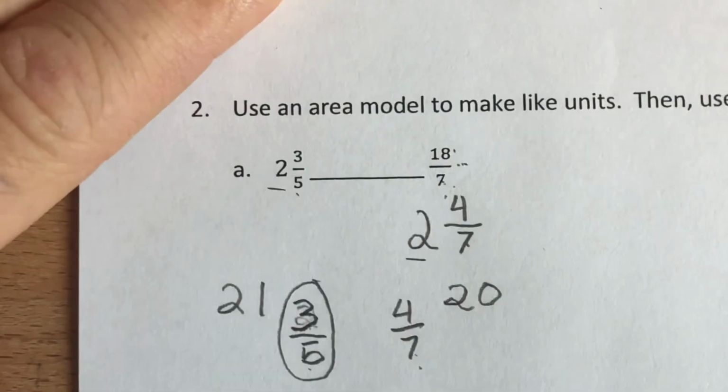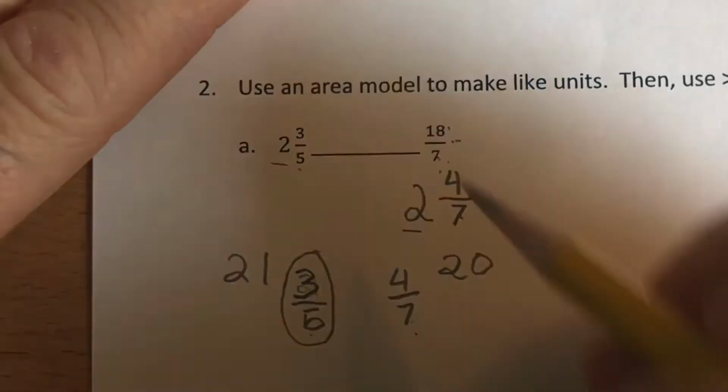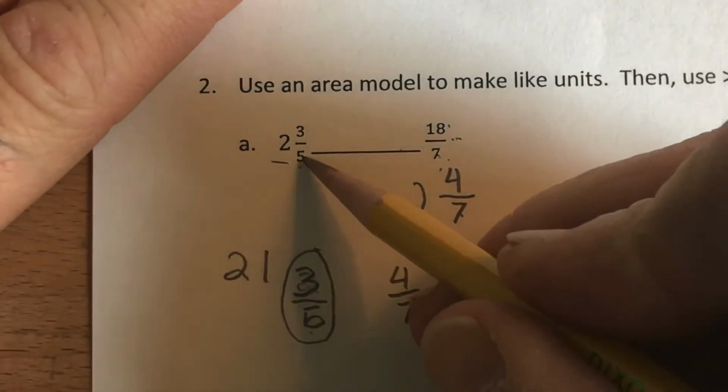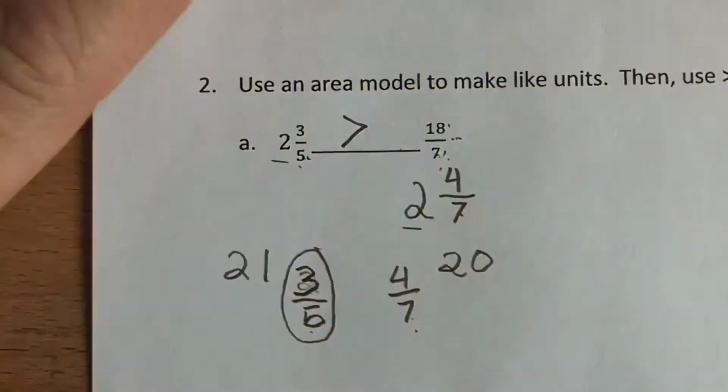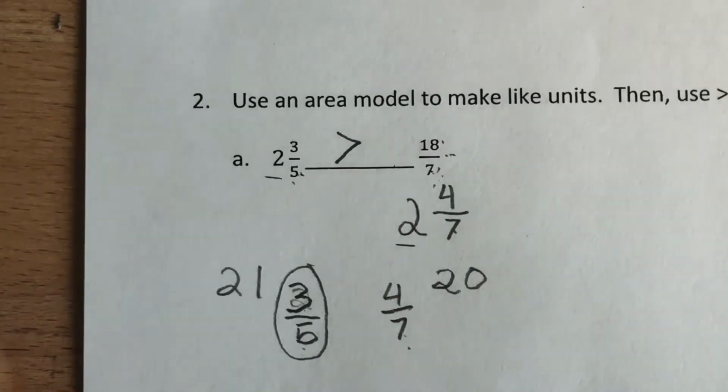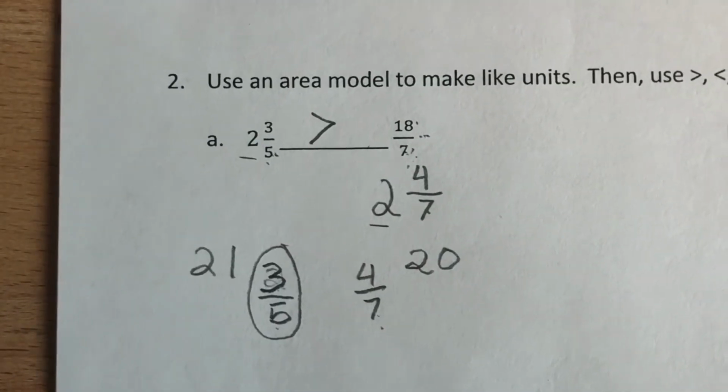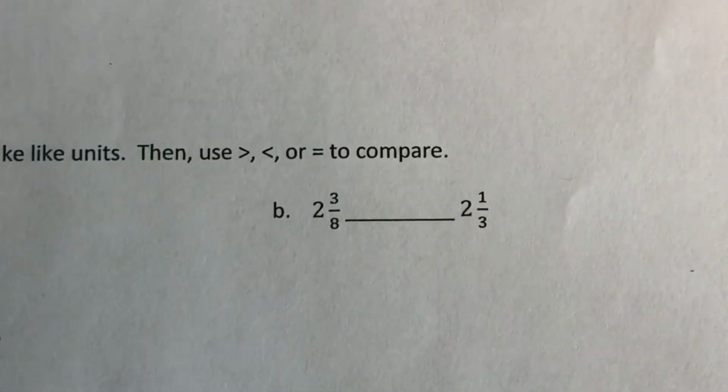So I slide back up here and look at my problem. I know that this fraction is just a tad bit higher than this fraction. So 2 and 3/5 is greater than 18/7. Pretty cool, right? Okay, move on to the next one.